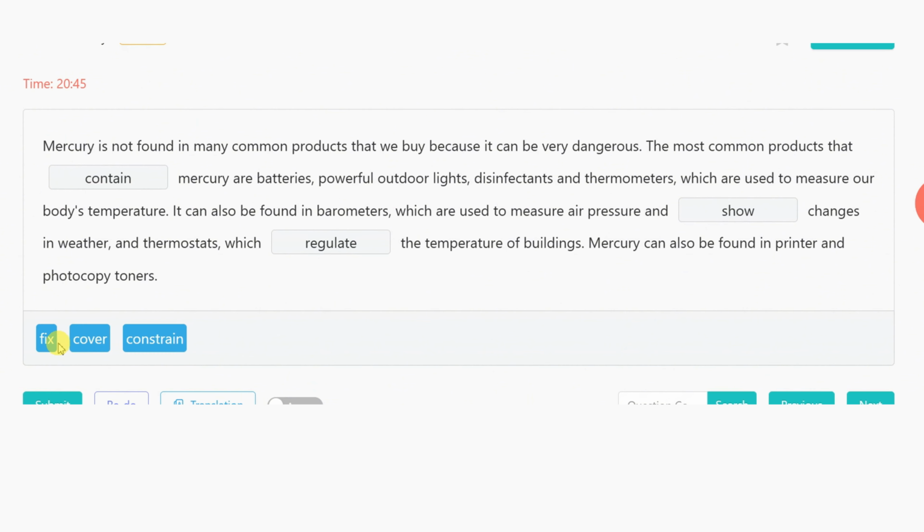Fix means to repair, but thermostats control temperature, not fix it. He had to fix the broken heating system. Next is cover. Cover means to place something over another, unrelated to controlling temperature. For example, the blanket covers the bed to keep warmth inside. Next one is constrain. Constrain means to limit or restrict, but thermostats adjust temperature rather than restricting it. For example, the laws constrain excessive energy consumption. Makes sense.